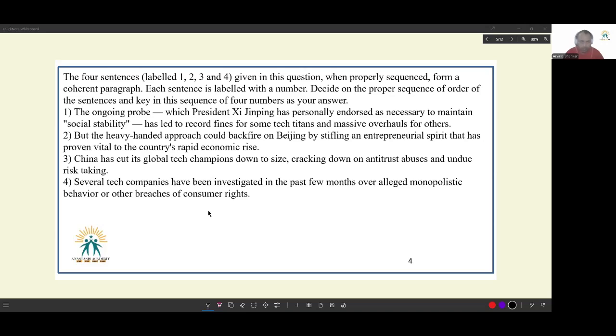Next question now. The ongoing probe, which President Xi Jinping has personally endorsed as necessary to maintain social stability, has led to record fines for some tech titans and massive overhauls for others. But the heavy-handed approach could backfire on Beijing by stifling an entrepreneurial spirit that has proven vital to the country's rapid economic rise. China has cut its global tech champions down to size, cracking down on antitrust abuses and undue risk-taking. Several tech companies have been investigated in the past few months over alleged monopolistic behavior and other breaches of consumer rights.